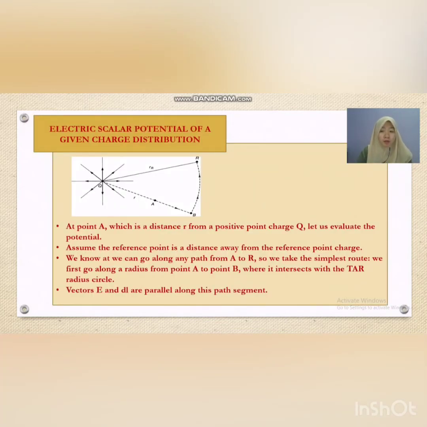For the electric scalar potential of a given charge distribution, at a point A which is a distance r from a positive point charge q, let us evaluate the potential. Assume the reference point is a distance away from the point charge. We know that we can go along any path from A to the reference point, so we take the simplest route. We first go along a radius from point A to point B, where it intersects with the reference radius circle. Vectors E and dl are parallel along this path segment.